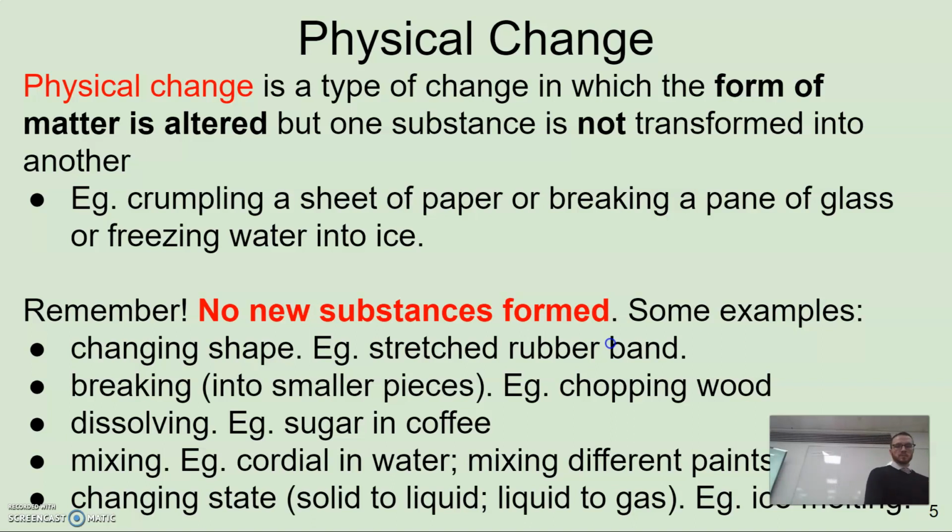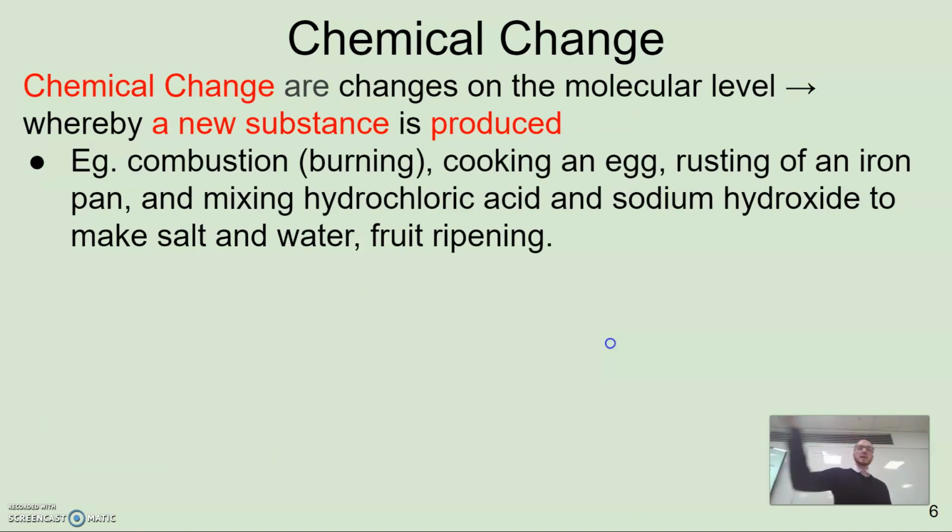As an example, if I take a piece of metal, bend it into different shapes or hammer it into different shapes, that's a physical change. If I take oxygen or a blowtorch and start to heat, say, a piece of iron and it rusts, right? Rust is an example of a chemical change. New substances are being formed. Mixing, changing shape, dissolving, like sugar in your coffee, mixing cordial and water, mixing different paints together are all physical changes. No new substances are being formed. And that's the difference with a chemical change: a new substance is formed or produced.